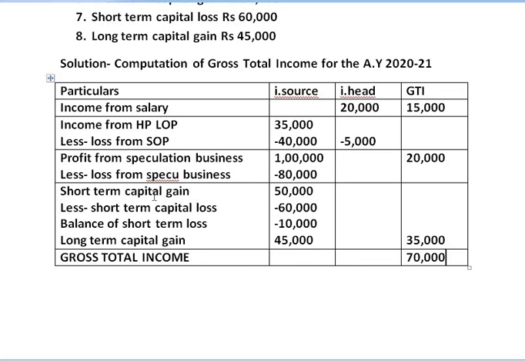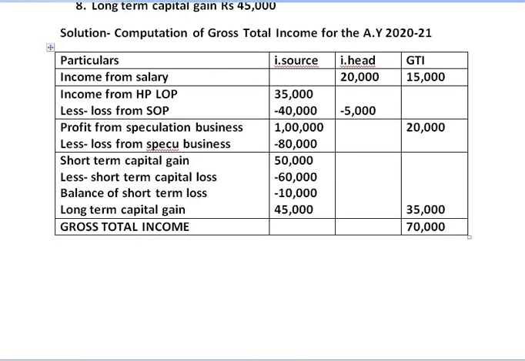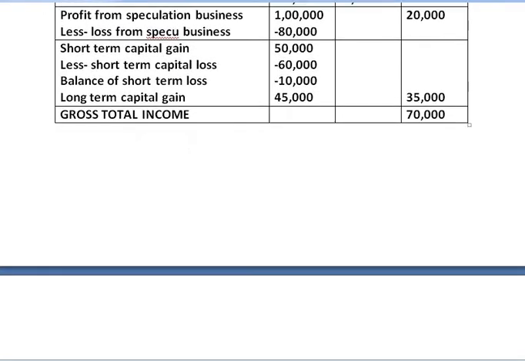Short-term capital gain is taken first. Short-term capital loss is deducted from the gain. There is still a negative balance of rupees 10,000, which is set off against the long-term capital gain of 45,000. Then the balance long-term capital gain is 35,000, which is taken to the gross total income column. Thus, the total gross total income that we get is rupees 70,000.